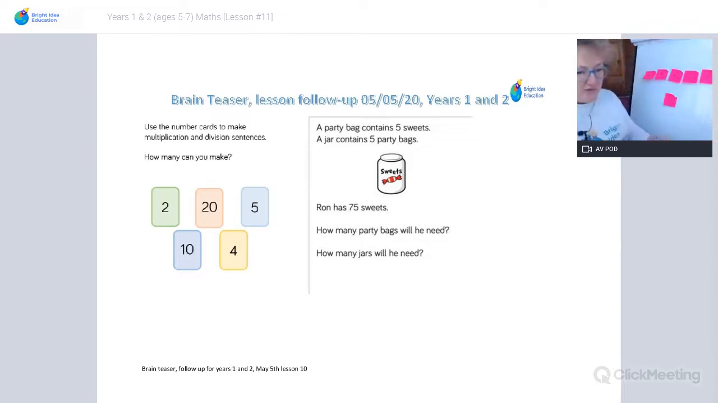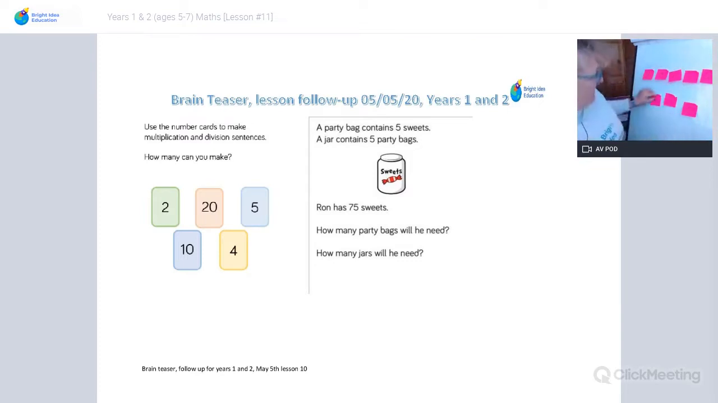Now we haven't got 200, so we can't use 200. We can only use the cards that we've got. But we have started a family of equations with these numbers. So 2 times 10 is 20. What other multiplication can we do very easily?